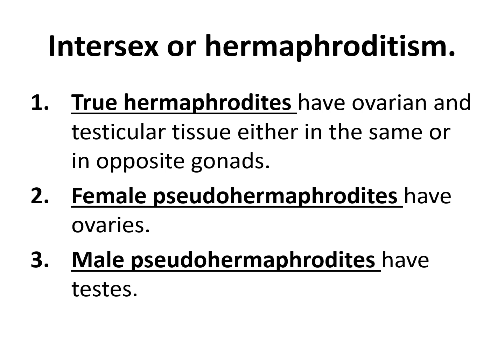Sometimes we have what we call intersex or hermaphroditism. Intersex means there is a disturbance of the differentiation of the sex. It can be a true hermaphrodite. True hermaphrodite means that the baby has ovarian and testicular tissue, either on the same or on the opposite gonad.